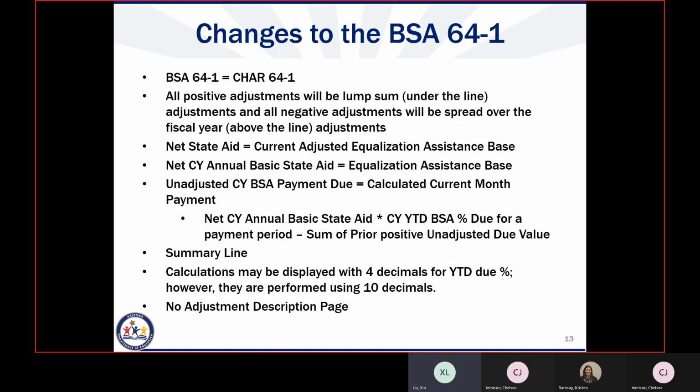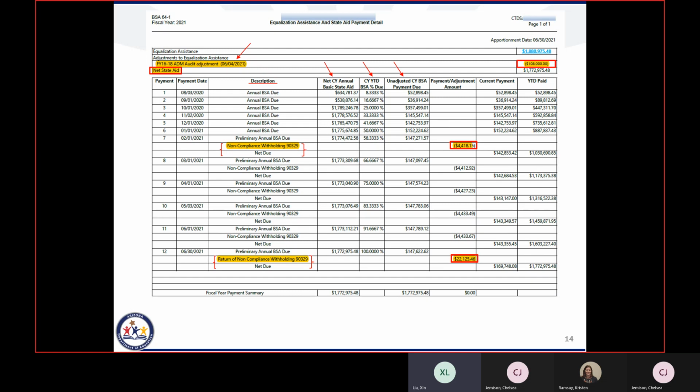There is a new summary line added for both monthly payment adjustment and the current month's payment amount. There will be no individual description page for any adjustment in this report. In case you would like to calculate your BSA payment manually, a rounding difference could happen, since we display 4 decimals for year-to-date due percentage. However, 10 decimals are used in the actual calculation. The next slide will show the actual report, and I will go over the details for those new features.